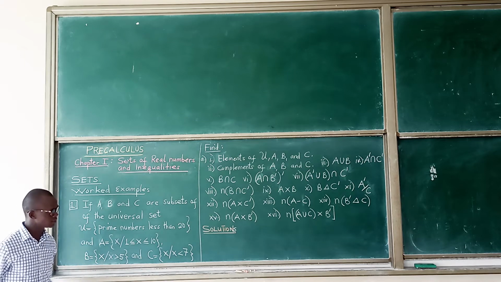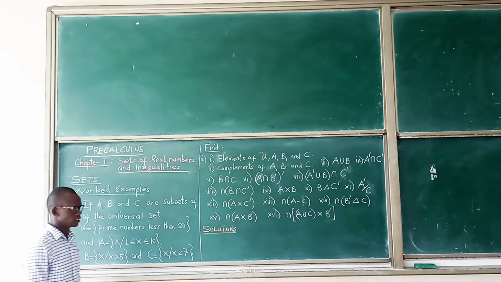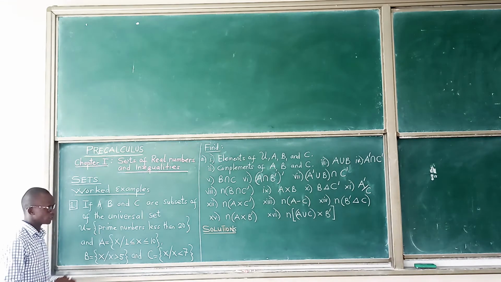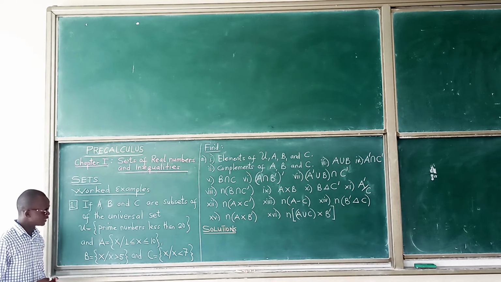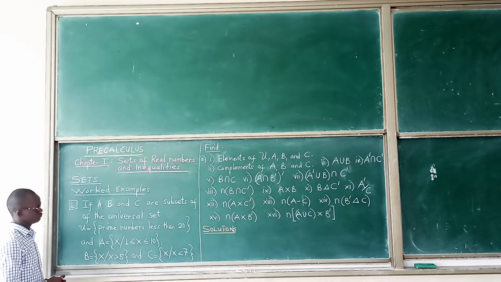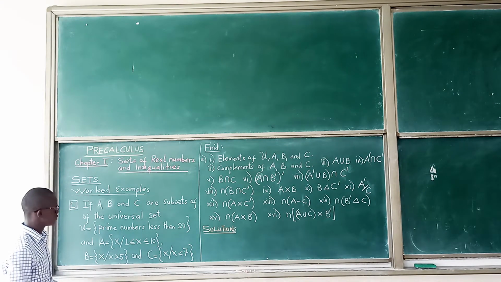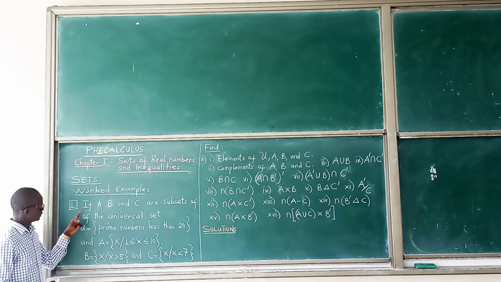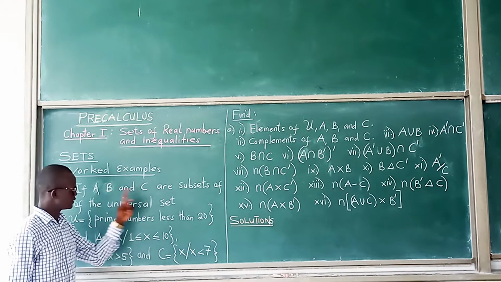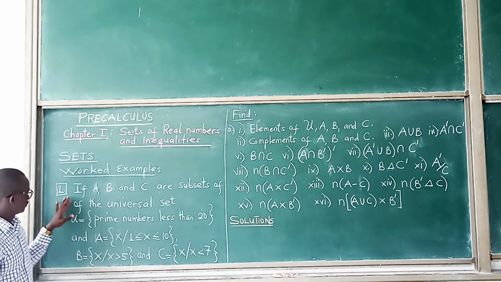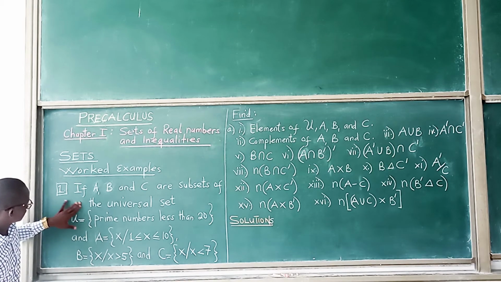It has to do with complements, symmetric difference, the Cartesian product, or the cross product of sets, and finding intersections of sets and unions of sets. So let's look at this example. The example says, if A, B, and C are sets of... okay, so let's erase some of this stuff.